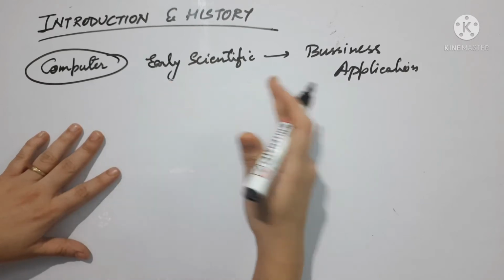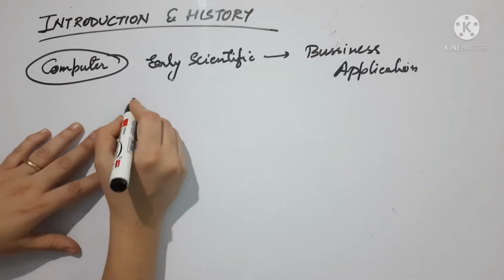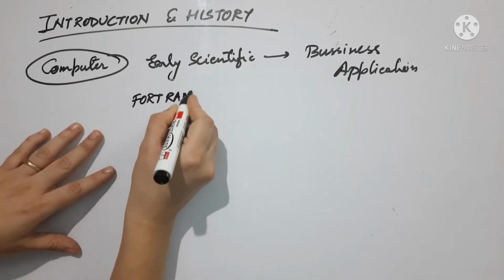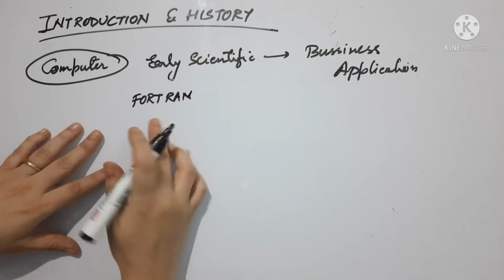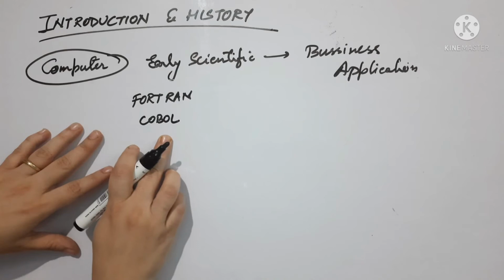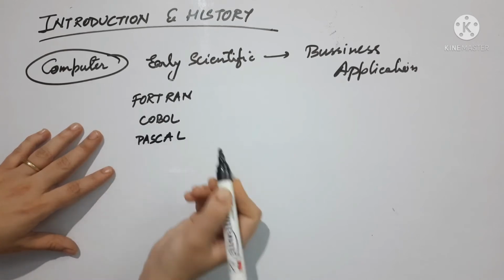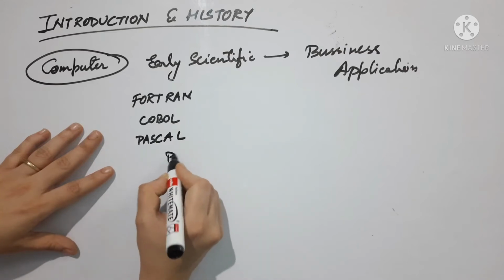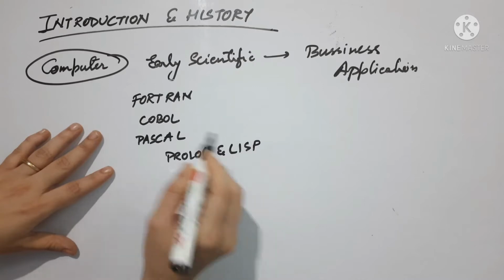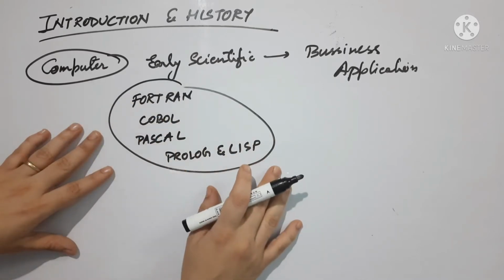So there were different programming languages developed to achieve this task. For example, we made use of Fortran language for scientific calculations. We made use of COBOL programming language for business data processing. We made use of Pascal for general applications, then Prolog and Lisp. So these are certain programming languages which were developed for different kinds of applications.